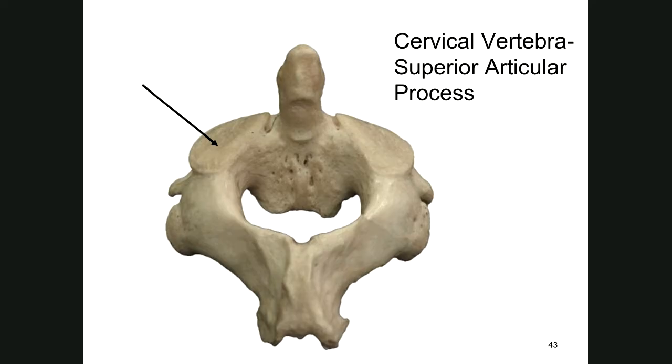So what we're seeing here on the superior portion of C2, that's a superior articular process, that whole structure there. Now the arrow is pointing to the smooth portion there. Okay? And that would be the facet.